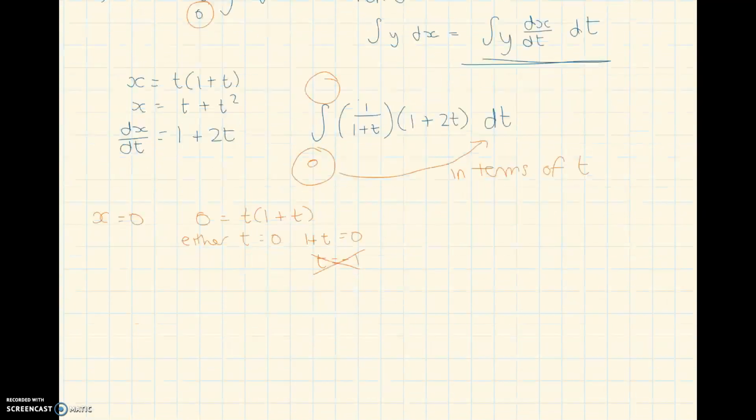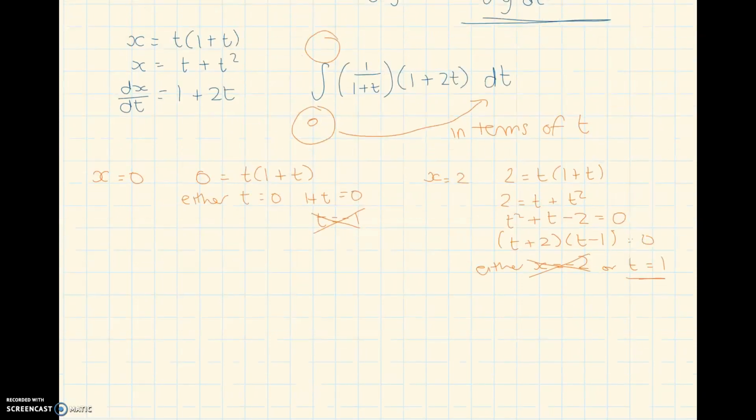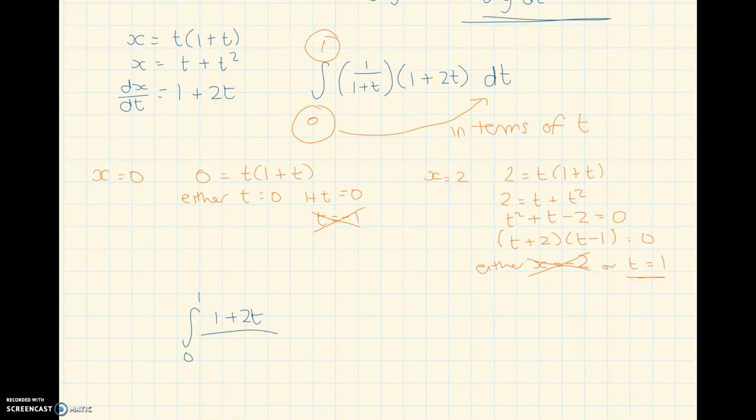Okay, let's look at the upper limit. The upper limit was originally 2. So that's telling us that when x equals 2, then 2 equals t times 1 plus t, or 2 equals t plus t squared, or t squared plus t minus 2 equals 0. If we factorise, t plus 2, t minus 1. So your two answers here are t equals minus 2 or t equals 1. Again, it told us at the top that t was bigger than or equal to 0, so we can rule out that one. So your top limit must be 1. So our integration has become the integral from 0 to 1 of 1 plus 2t over 1 plus t dt.